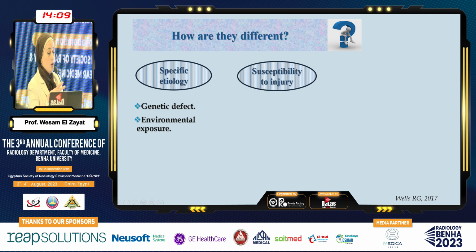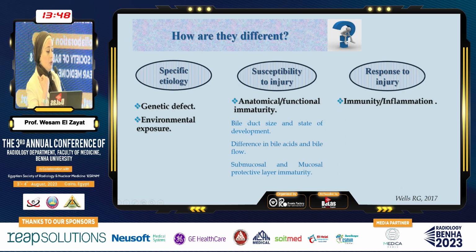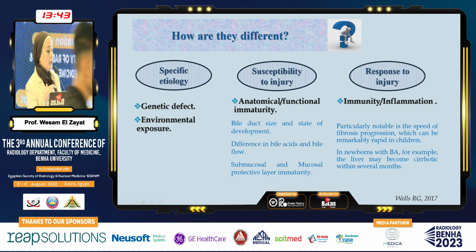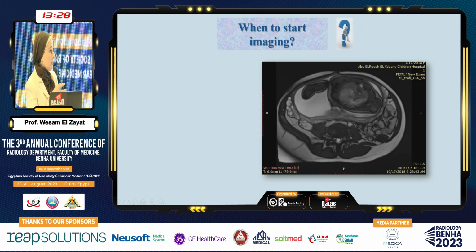Children also are more susceptible to injury owing to their anatomical and functional immaturity: the bile duct size, the state of development, the difference in bile acids, and even the submucosal and mucosal layers of the liver are not still mature. It is no mystery that the immunity and inflammatory response in children has a much higher tone than that of adults. This is particularly notable in the speed of fibrosis progression. For example, a newborn with biliary atresia can develop cirrhosis within a few months and develop HCC within a few years. So when to start pediatric imaging?